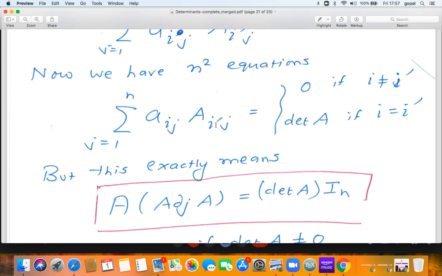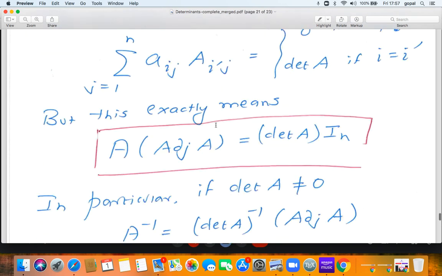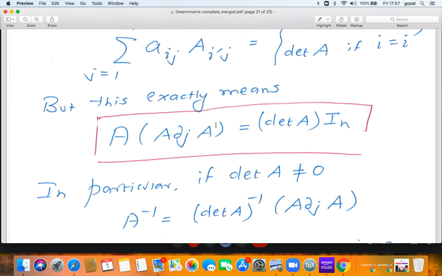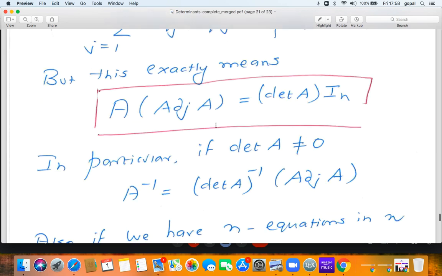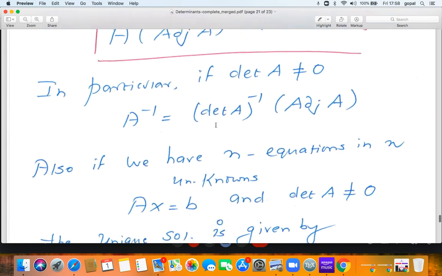In particular, if the determinant is non-zero, I can divide by the determinant and I will get A times adjugate of A upon determinant of A is I. In other words, the inverse of the matrix A is the adjugate of A divided by the determinant of A. This is a formula that you have probably seen in your 12th standard for 3 by 3 matrices. And this formula is sometimes known as the Cramer's rule for finding inverse. Why is it called that? You may have seen a different Cramer's rule. We will come to that immediately.